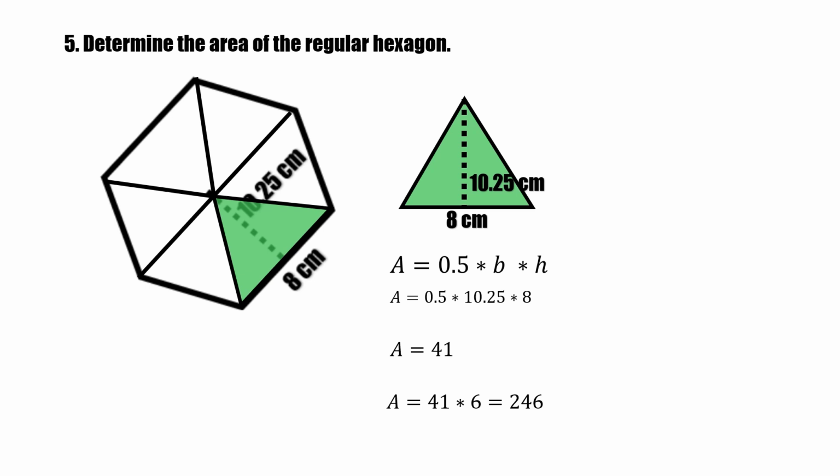When we multiply the area of the triangle by the number of sides, we get an area of 246.